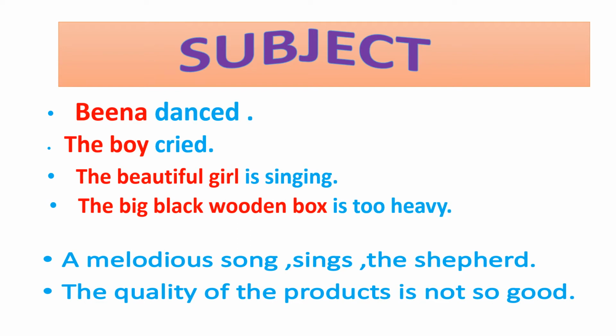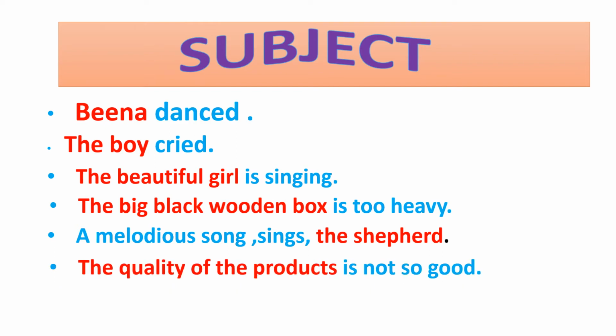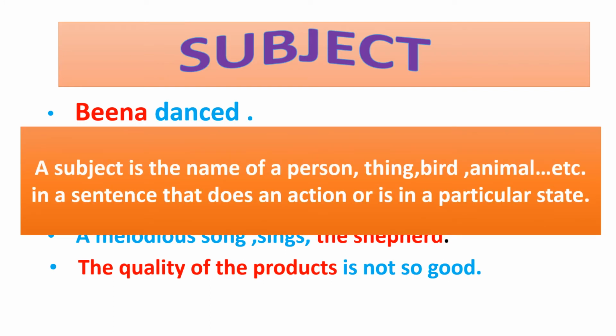What's the subject of the fifth sentence? A melodious song sings the shepherd. The answer is the shepherd. And coming to the final sentence, what's the subject of the sentence? The subject of the sentence is the quality of the products. A subject is the name of a person, thing, bird, animal, etc. in a sentence that does an action or is in a particular state.